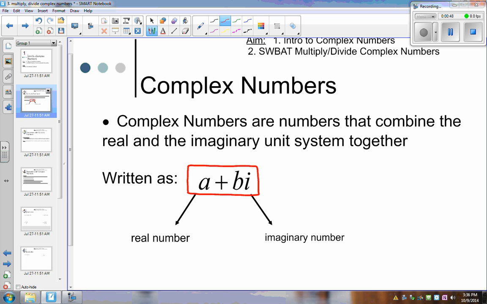Complex numbers are written in what's called a plus bi form, with the a term representing your real number, for instance a value like 3, and the bi piece representing your imaginary unit, for example 2i. If I combine those together, I've created a complex number in a plus bi form.